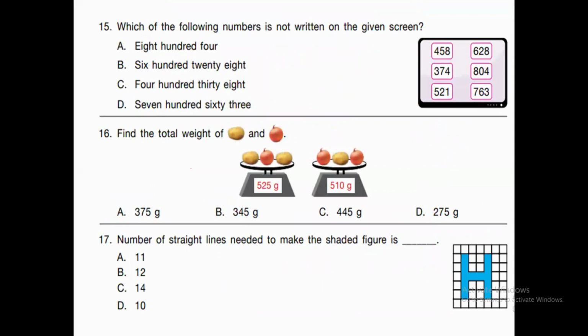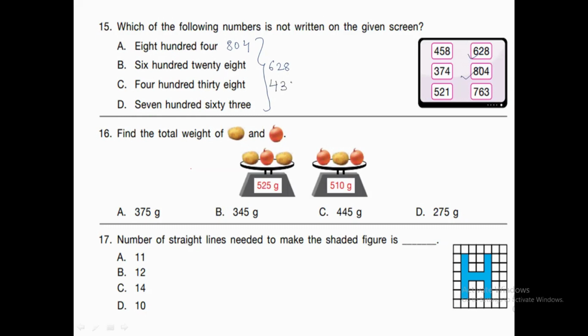Our next question is question number 15, which is, which of the following numbers is not written on the given screen? Okay, the given screen is this. We need to find out which number out of the given options does not belong to this screen. So the first number is 804. Now we need to check whether 804 is there on the screen. Yes, it is there on the screen. Now the second number is 628. Let's see, 628 is there on the screen. Yes, it is there.